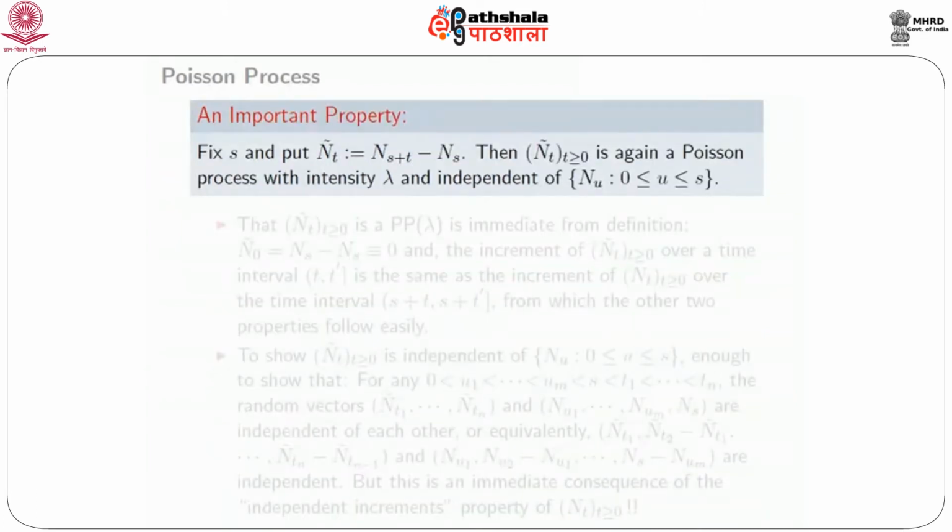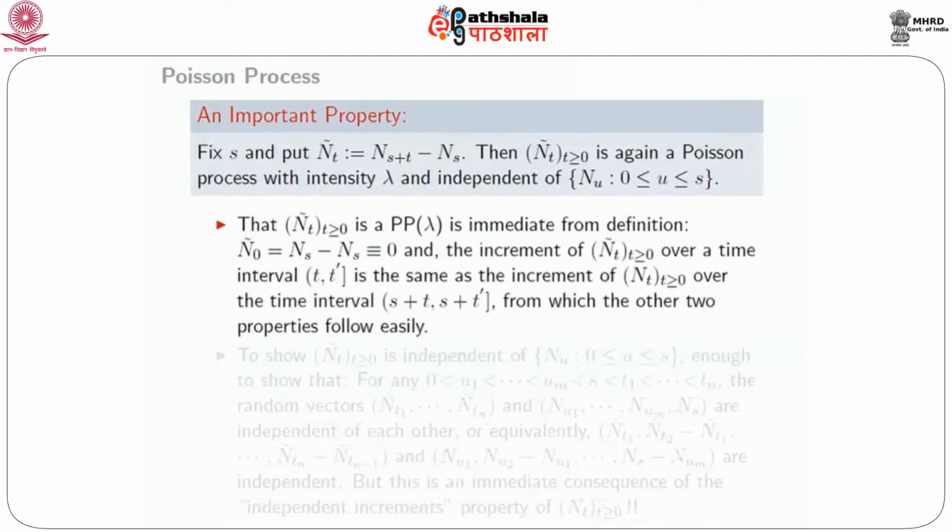Here's an important property. If you fix an s and define a new process called N tilde_t, defined for every t greater than or equal to 0 as N_{s+t} minus N_s, so s is fixed here, so it's a process over t, then the fact is that this new process N tilde_t is again a Poisson process with intensity lambda. So it's exactly like the original process. Moreover, it's independent of N_u for u less than or equal to s. So let's see why it's true. It's actually a consequence of the definition.